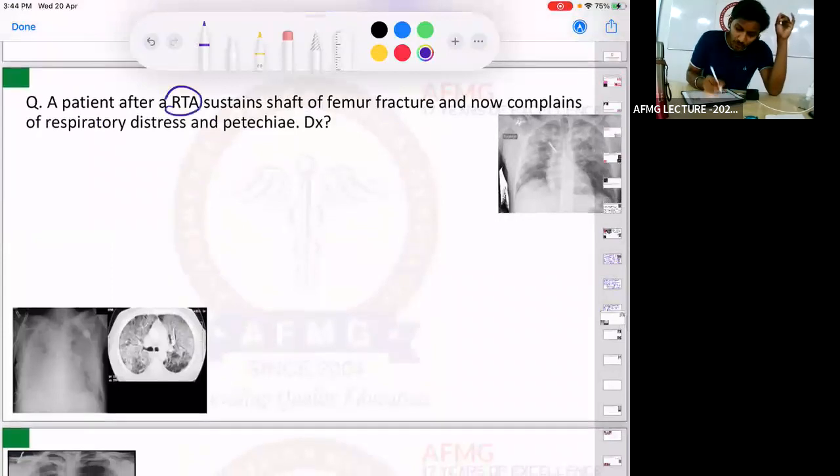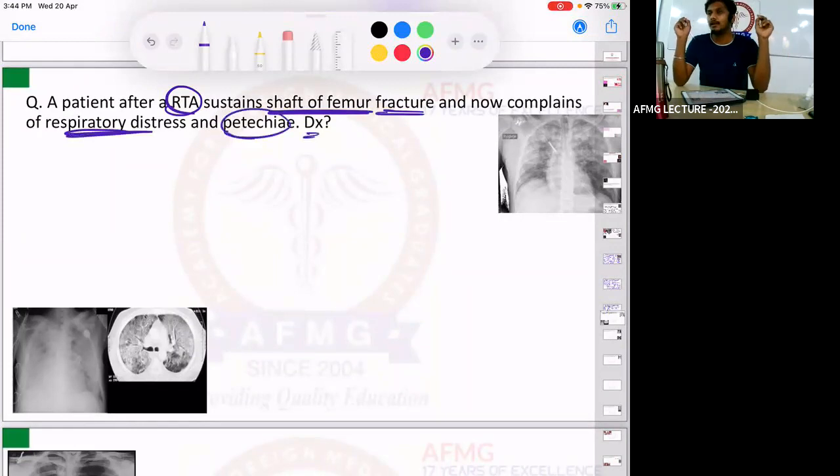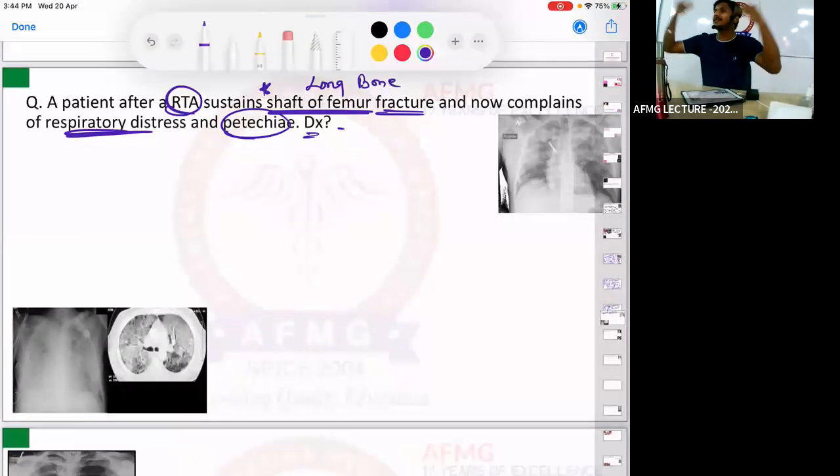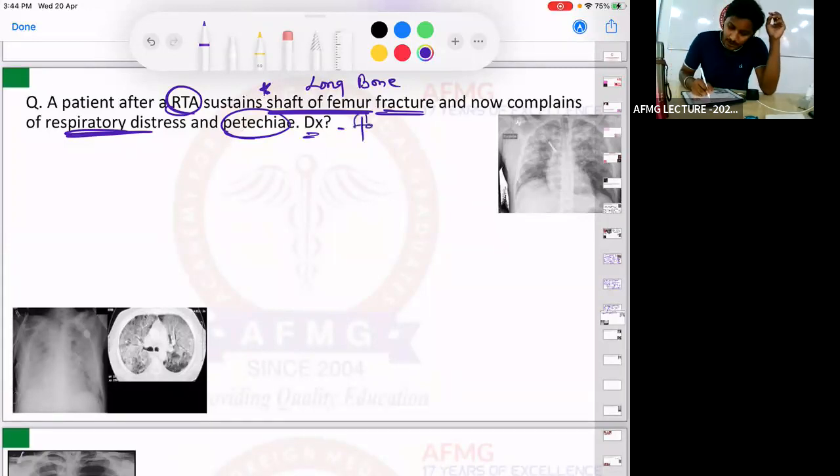A patient after a road traffic accident sustains a fracture of shaft of femur. Now complains of respiratory distress, petechiae. Diagnosis is, so definitely if a patient comes to you after a road traffic accident and a long bone fracture, from the bone marrow, fat globules are usually released into circulation, and that can release cytokines which will damage pulmonary vessels. That causes respiratory distress. Okay? So after a shaft of femur fracture, respiratory distress is fat embolism syndrome.